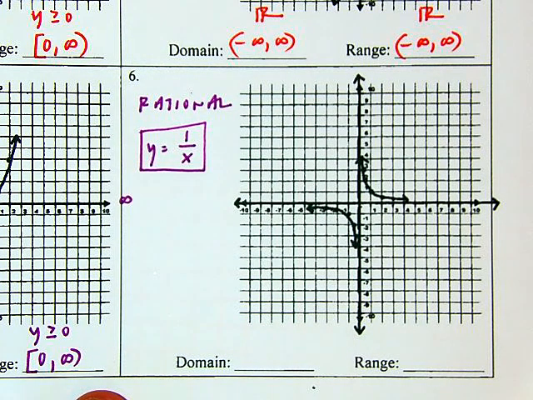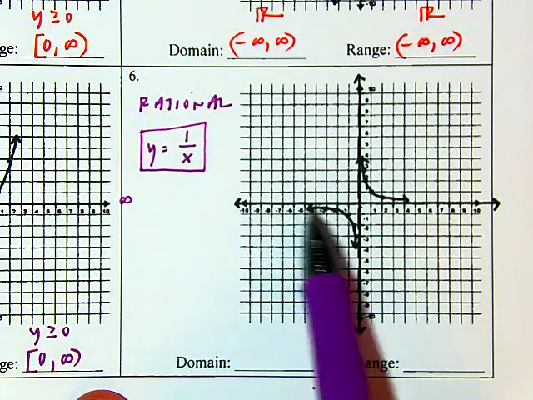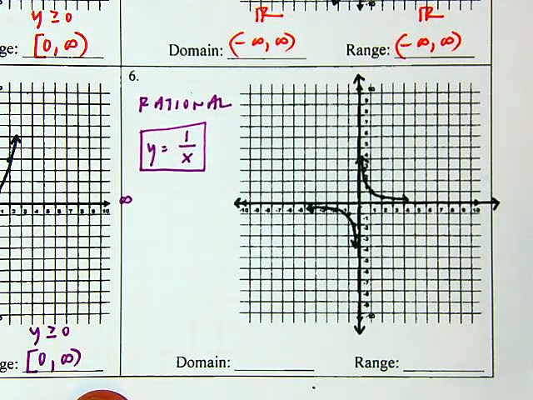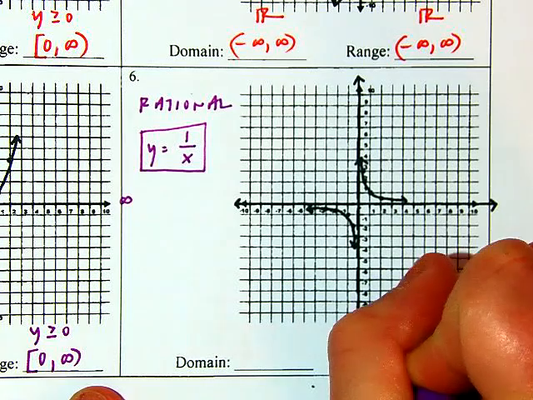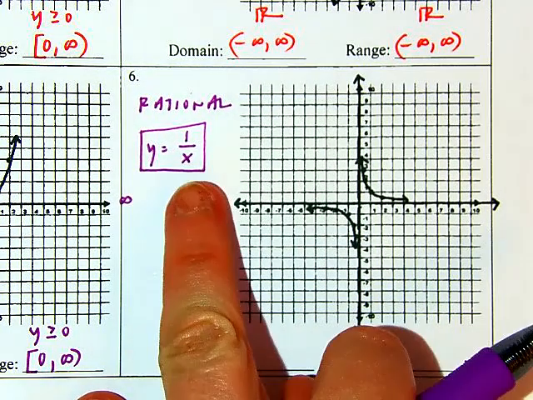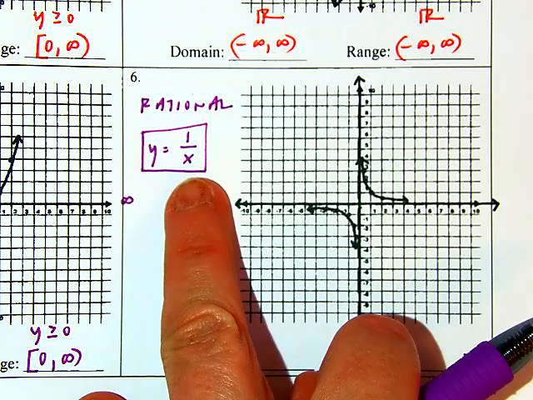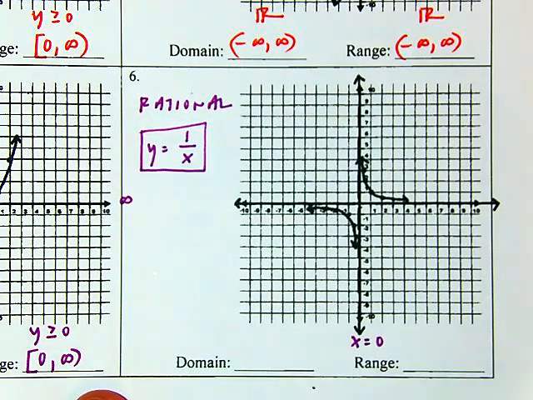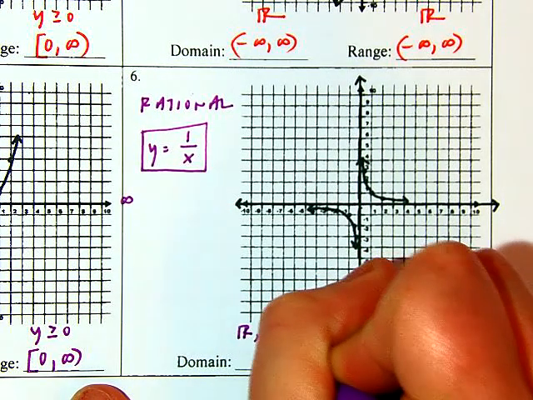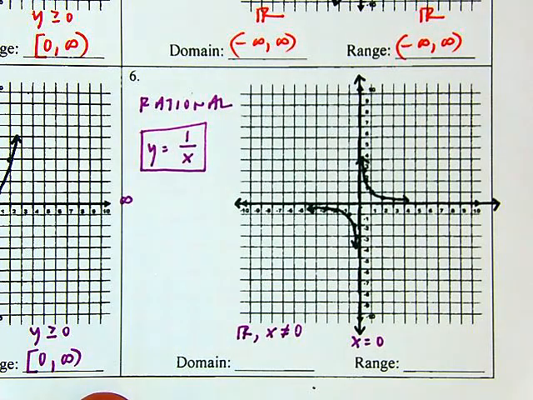Well, what's my domain? Well, x can be anything here or here. It can be really anything except for where I have this asymptote at 0. I can't ever have 0 because I can't have 0 on the bottom of a fraction. It's undefined. So I could write this as, well, all real numbers, just not 0. I can write it like that.